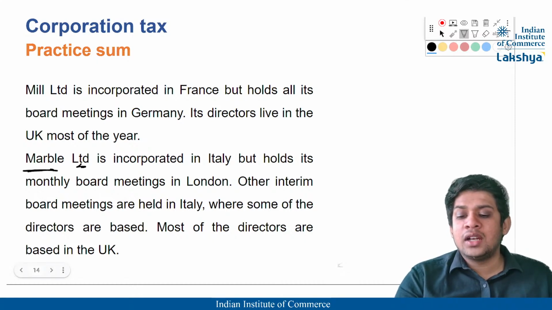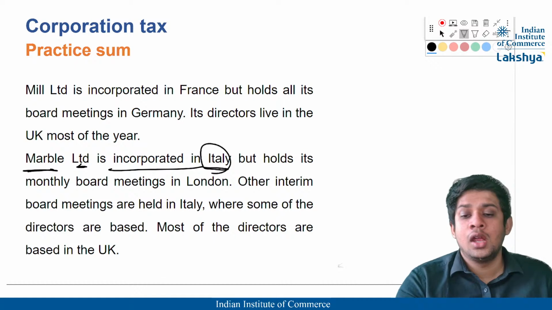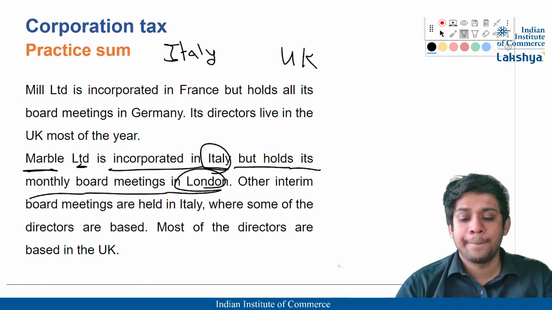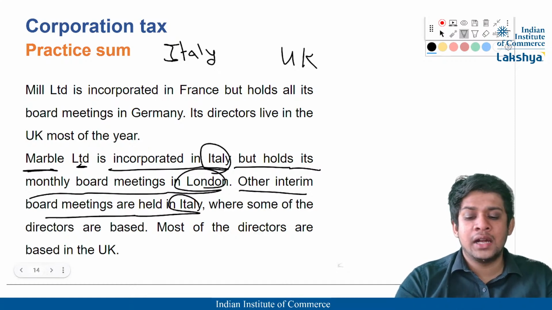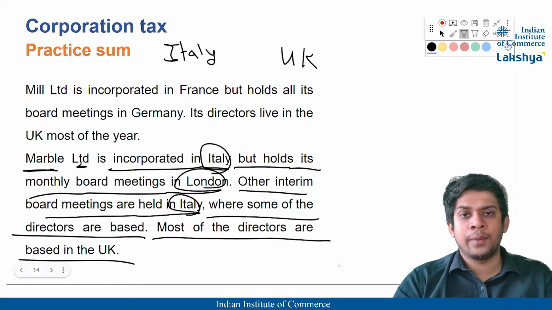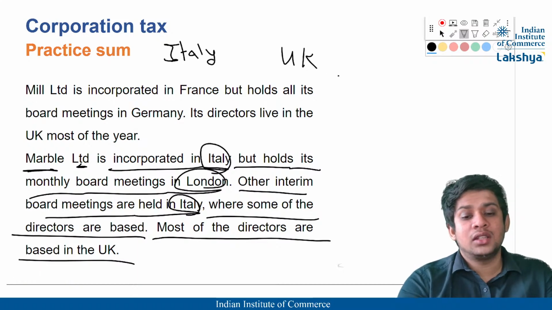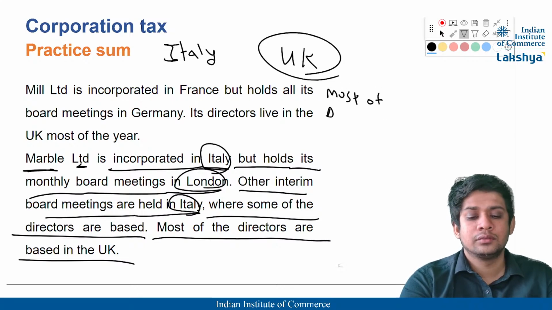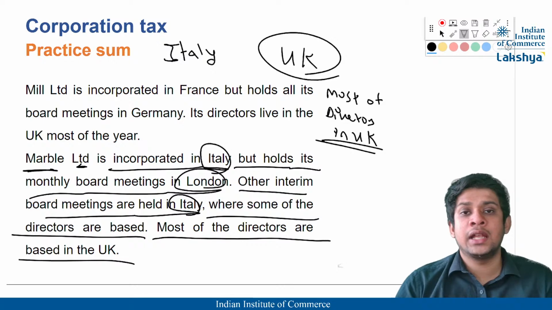Second one, Marble Limited is incorporated in Italy. Okay, it is incorporated overseas, but holds its monthly board meetings in London. That is, its monthly board meetings are held in the UK. Other interim board meetings are held in Italy, where some of the directors are based. Most of the directors are based in the UK, right? So that means every month they visit the UK. All of the directors who are outside the UK, and most of the directors are anyway residing in the UK.